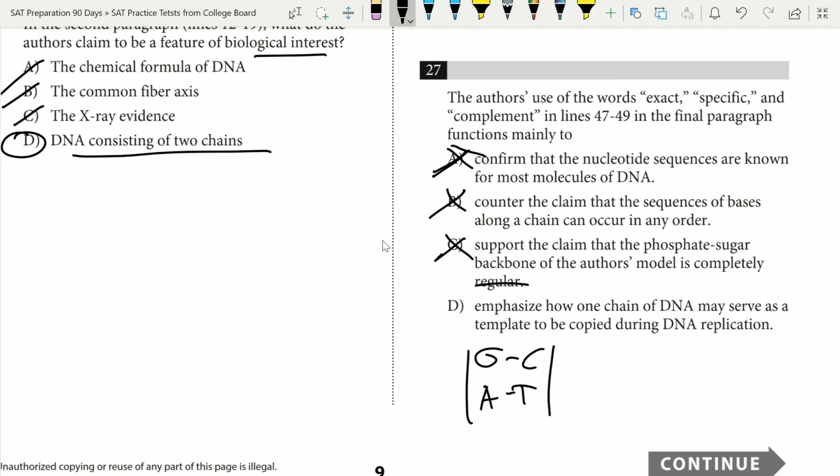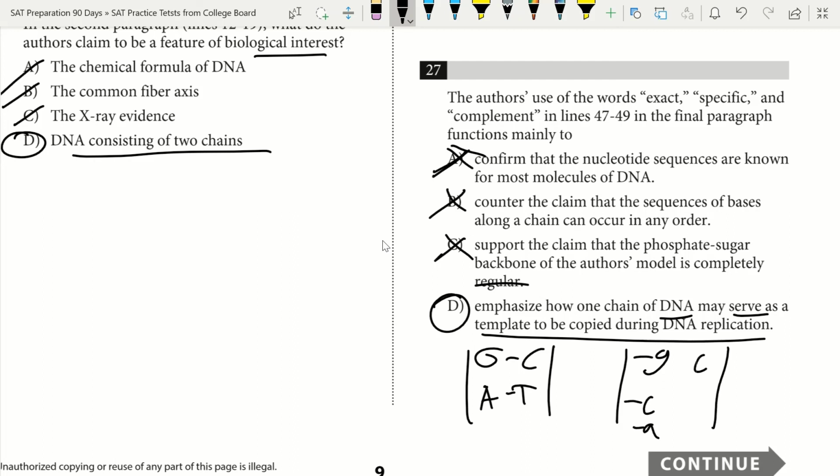So D, emphasize how one chain of DNA may serve as a template to be copied during replication of DNA. Yes, right? That's talking about that pairing up, right? How if we have one strand, we know that it's G, and we know the next one's C, and the next one's A. We can say that on our other strand, we'll have C, a G, and then a T, right? So our answer there is going to be D.